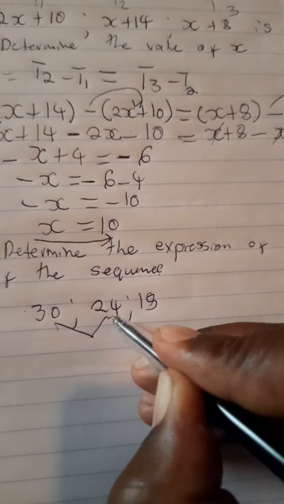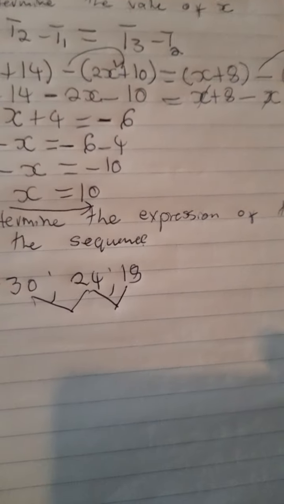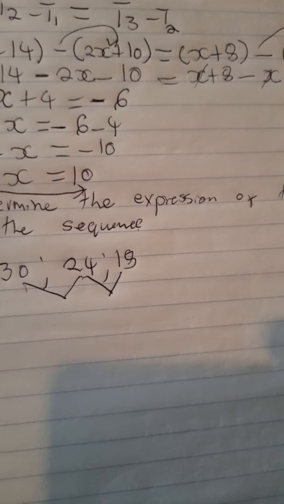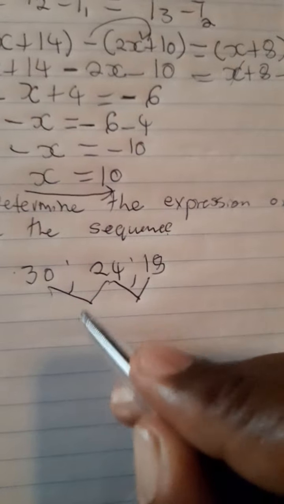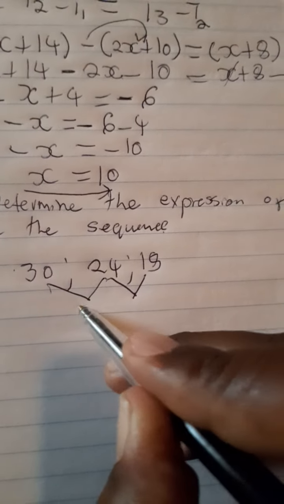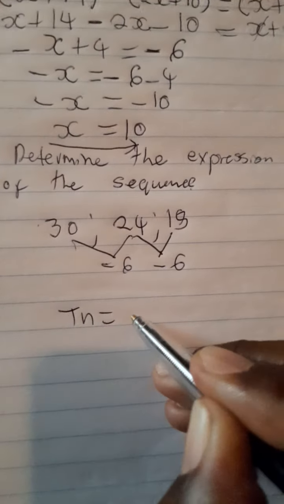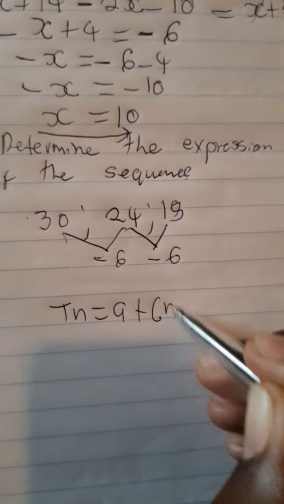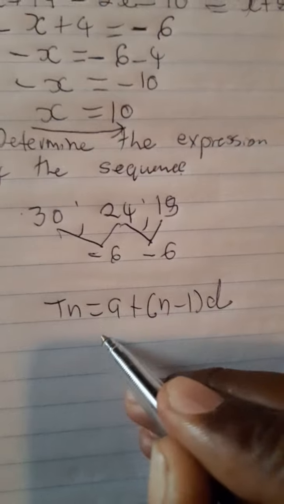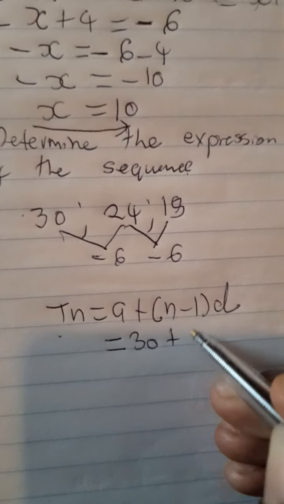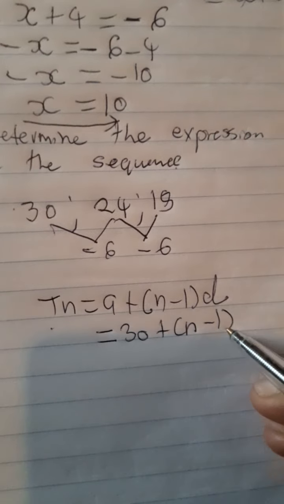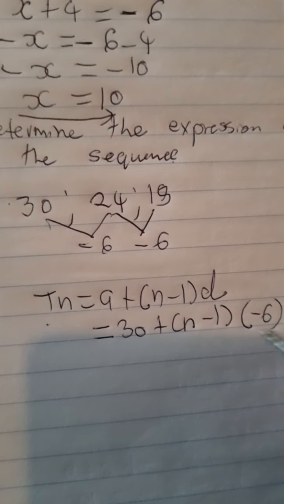Okay, we need to find the difference. Since they said this is linear, our difference will be minus 6, because 24 minus 30 is minus 6, and 18 minus 24 is minus 6. So then we can use the general term. Tn equals a plus (n minus 1)d. Therefore, what is our first term? It's 30. Therefore, 30 plus (n minus 1). The difference is negative 6 there.